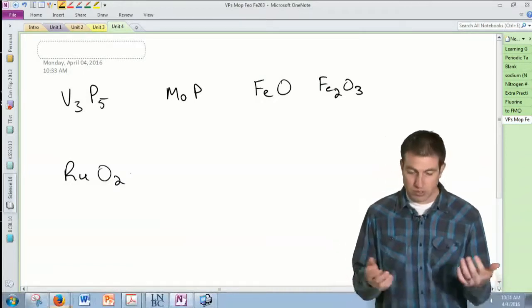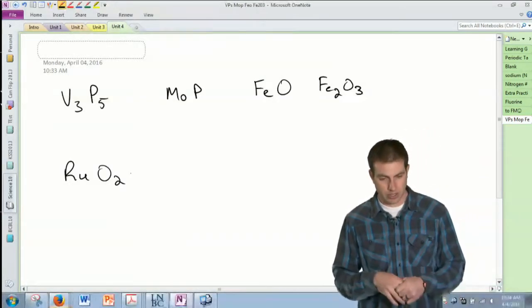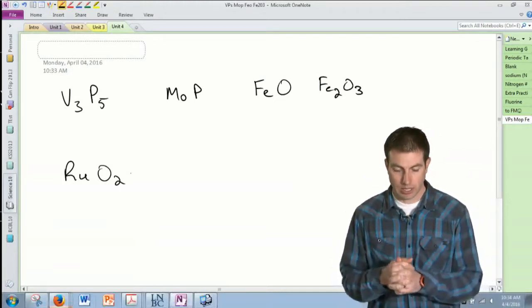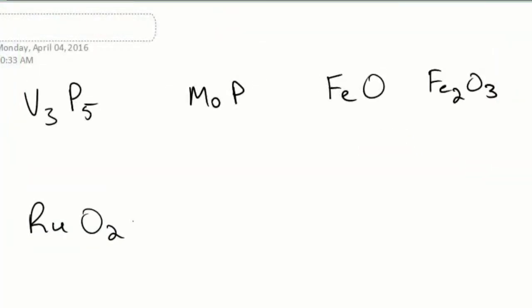Now, some of them are kind of really easy to think about, and some of them get a little trickier, and I included a couple tricky ones in there. So the first one, V3P5. What are we calling that one? Vanadium phosphoride. Phosphide. Yeah, you guys are both on the right track. So phosphorus is P, and phosphorus always has a charge of -3. And if I uncrisscross the charges, the 5 would go up here, and the 3 would go up there, and we'd end up with, as you guys wrote it, vanadium.